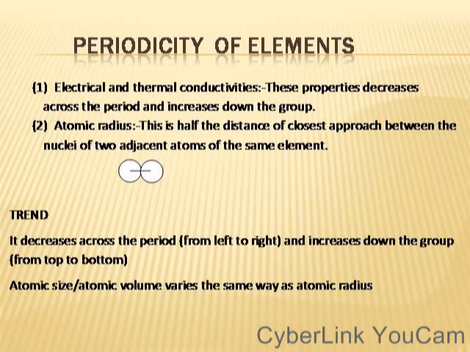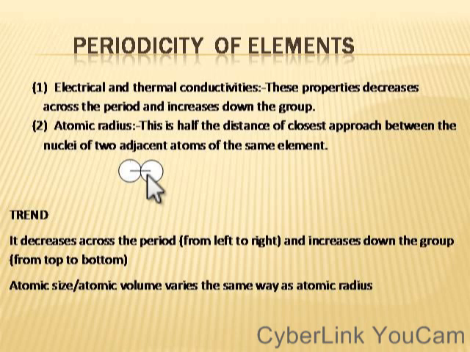Now, the next one we are going to be looking at is the atomic radius. Atomic radius is the half distance of the closest approach between the nuclei of two adjacent atoms. If you look at my diagram, from the center of this particular atom to another one which is adjacent to it, to the middle of it, is what is known as the atomic radius.